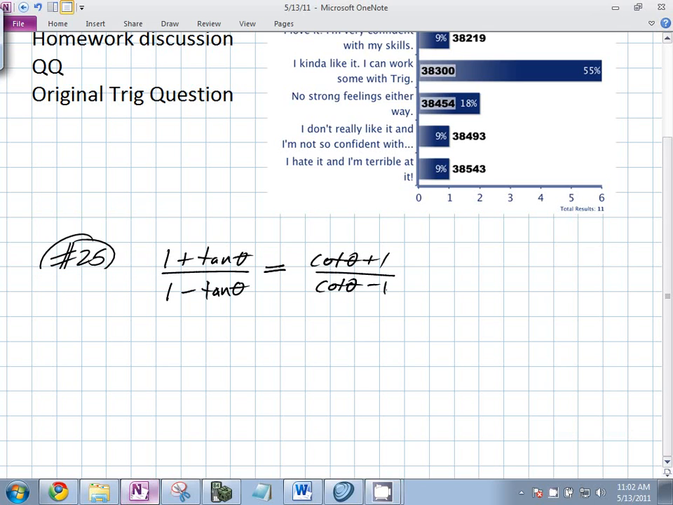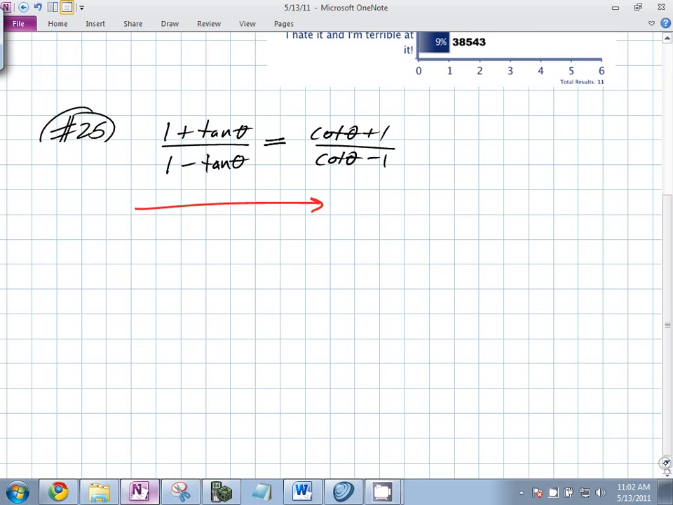Did you work from left to right or right to left? Let's use hands today. Left to right or right to left? Yeah? Left to right. What did you do first? Someone raise their hand and tell me what you did first. So you went from left to right. What did you do first?